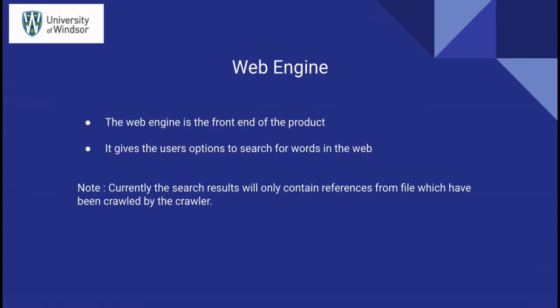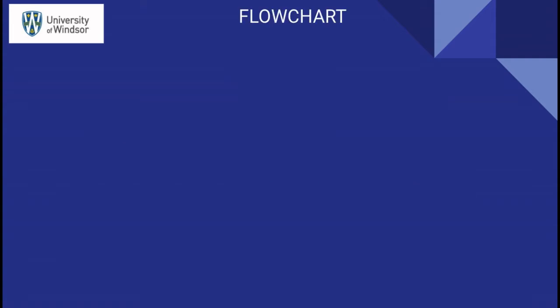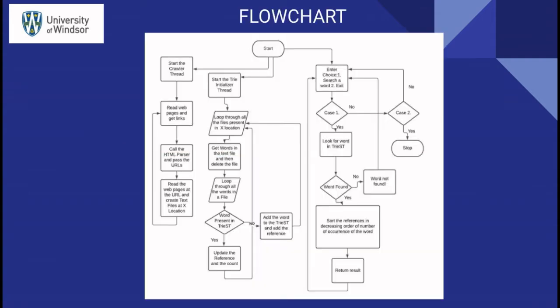The web engine is the front end of the product. It gives the users options to search for the words in the web. This is the flowchart of the application.